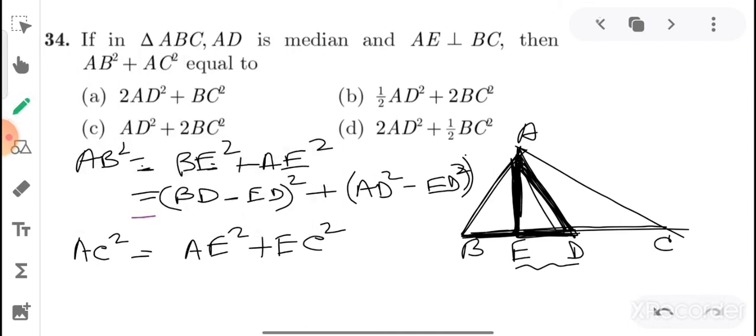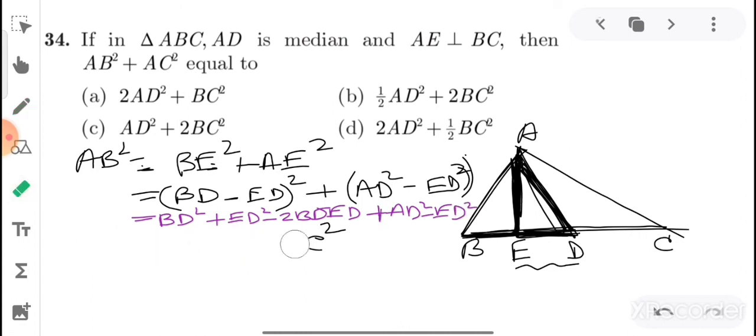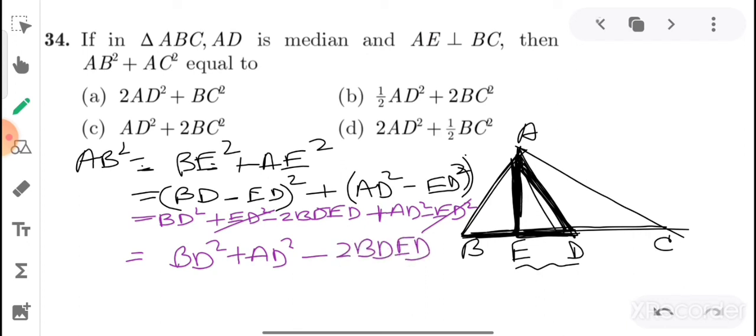If we take the whole square formula, then BD square plus ED square minus 2 BD ED, plus AD square minus ED square. Just a minute. We calculate this first, then ED square cancels, and BD square plus AD square minus 2 BD ED will be the value of AB square.